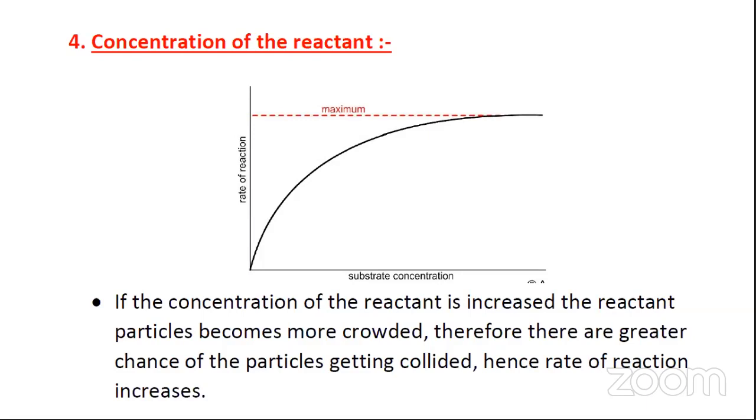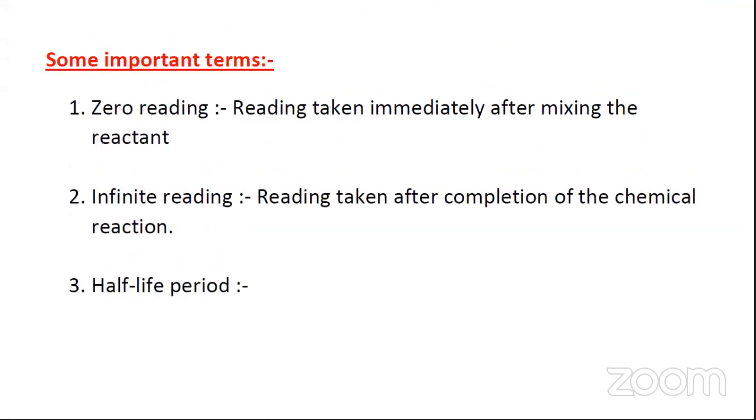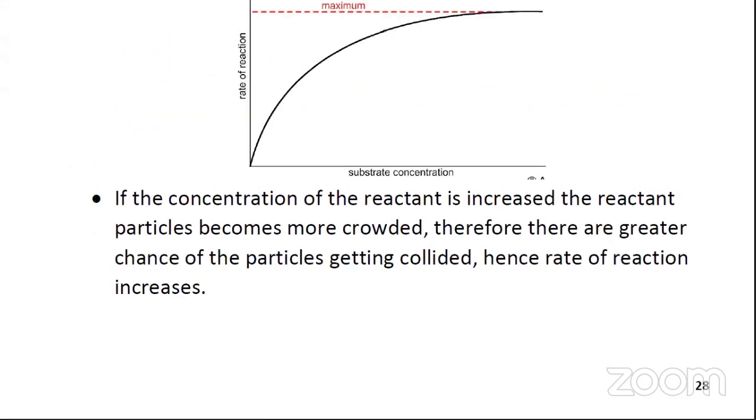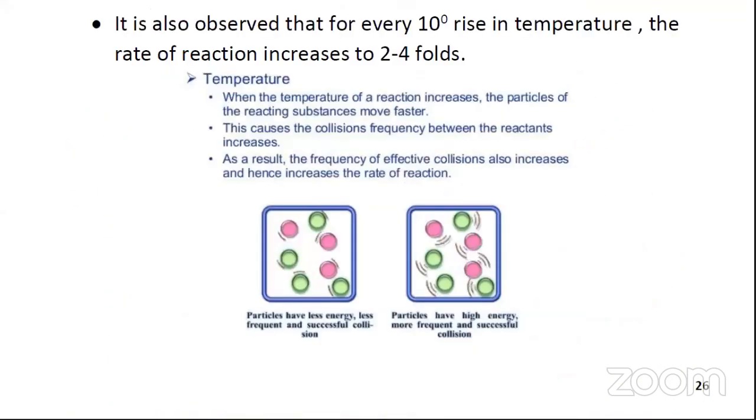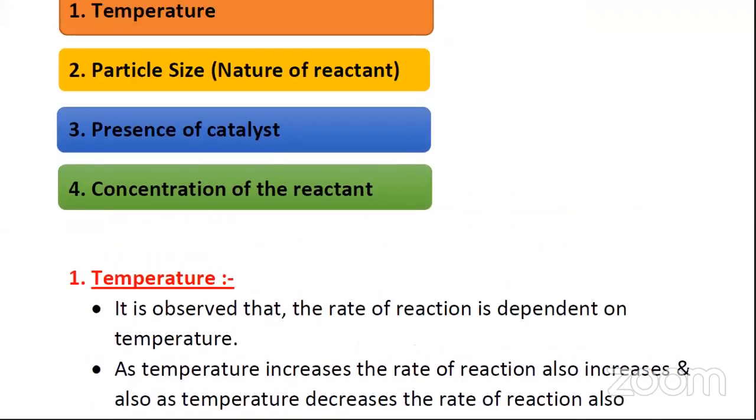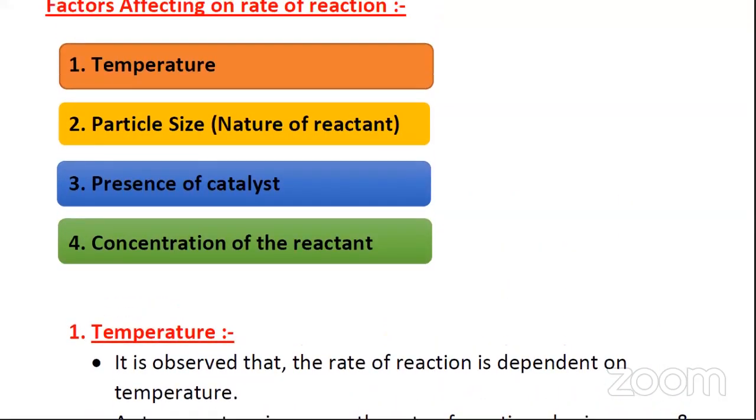Okay, so these are the four factors. First factor is the temperature. Second factor is particle size or nature of reactant. Third, presence of catalyst, and fourth is the concentration of the reactant. When temperature increases, rate of reaction also increases. Why? Because the kinetic energy of reacting molecules increases, hence the collisions increase, and therefore the rate of reaction also increases.